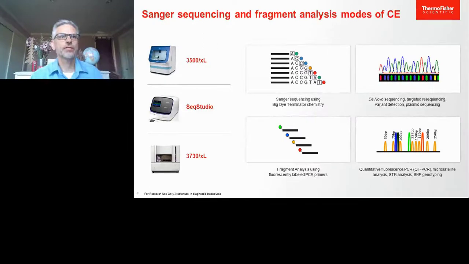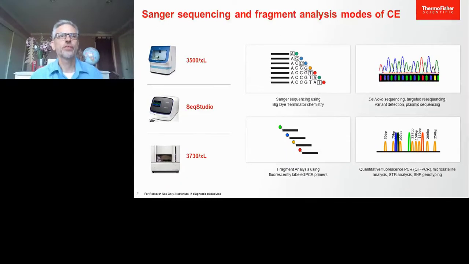And the second is fragment analysis, which uses fluorescently labeled primers to amplify specific regions of a target DNA to produce fragments of specific size. And this has a wide range of applications, including quantitative fluorescence PCR, microsatellite analysis, STR analysis for human identification and forensic applications, and SNP genotyping.